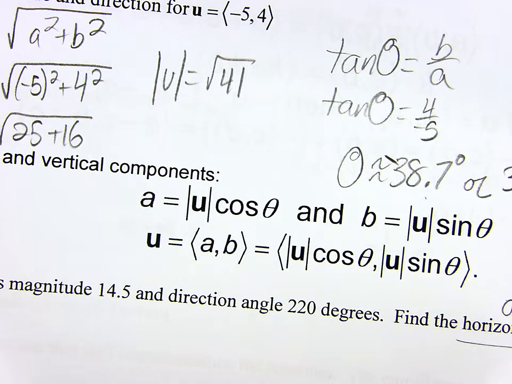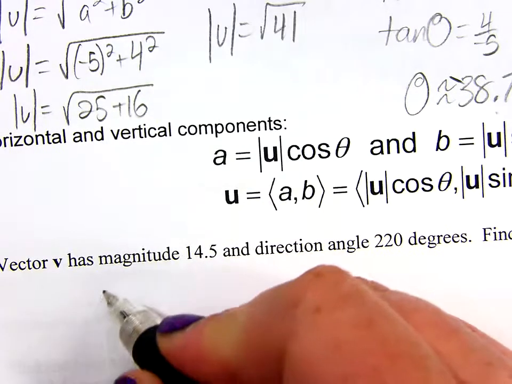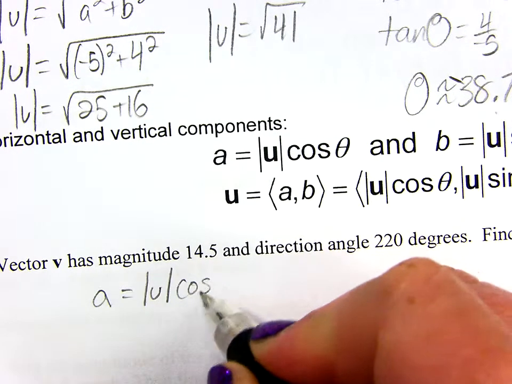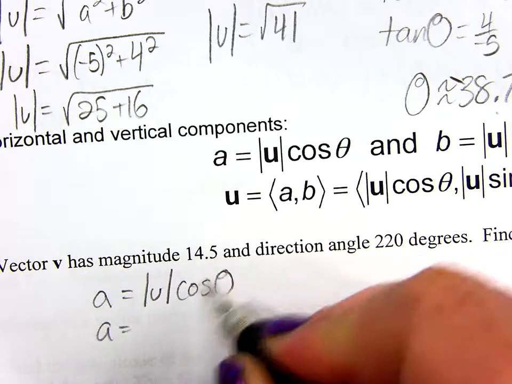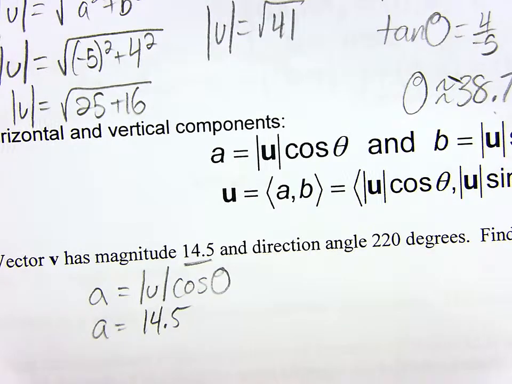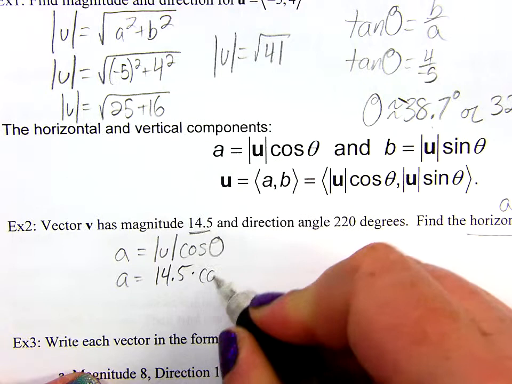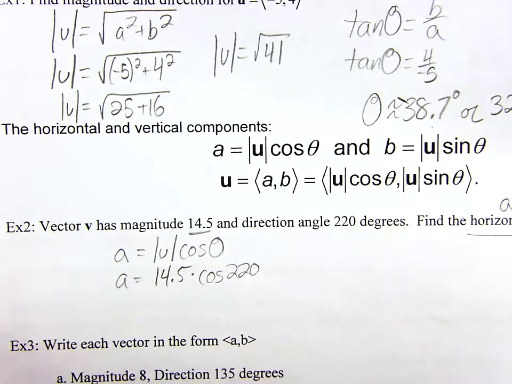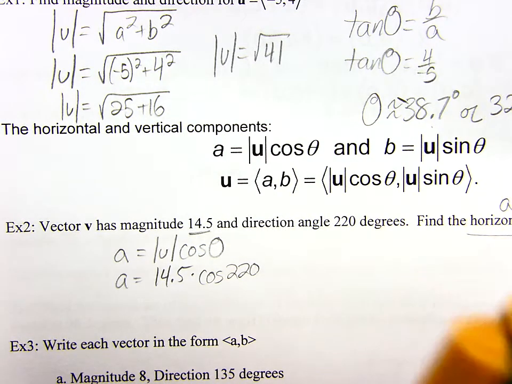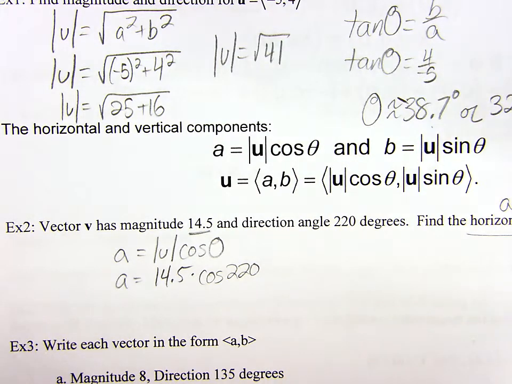Okay. All right, so let's try and go back the other way. If I want to find the value of A, I take the magnitude times the cosine of theta. Well, the magnitude is given for me right here. It's just 14.5. And I just need to multiply it by the cosine of theta, which is 220. Okay, that's easy enough. I get negative 11.1.